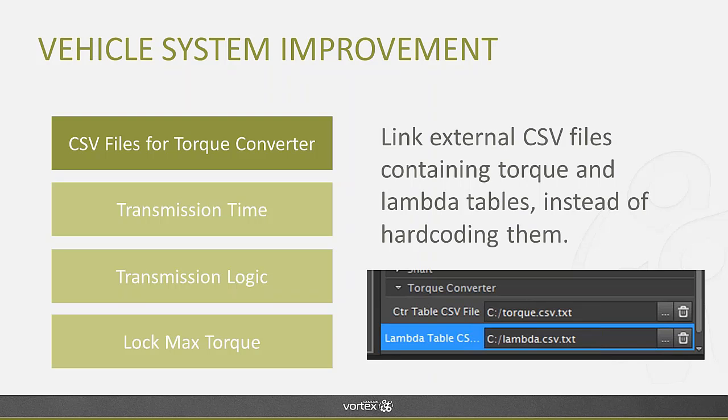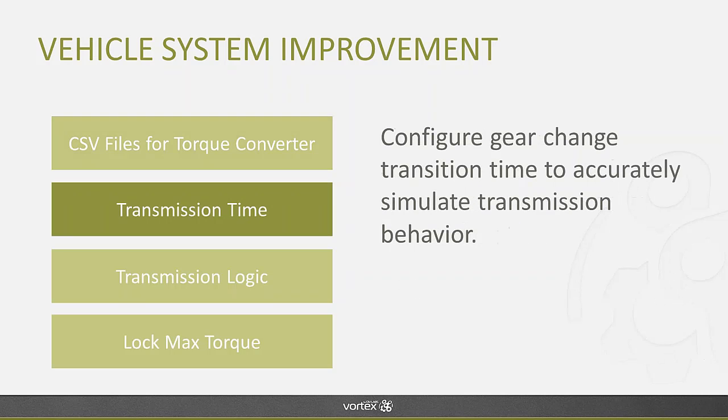So previously you had to hard code them, which made updating them extremely time consuming. By being able to link external CSV files, then you can simply export your tables from an engineering simulation tool and link them to your models. So this makes it a lot easier to keep them up to date. We've also added the ability to configure transition time when your transmission switches gear, so it's a more accurate representation of your vehicle's behavior. As you know, when you're changing gear, there is a certain decrease in performance while you ramp up the RPM, so this will more realistically simulate that.